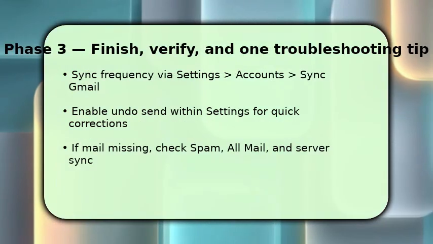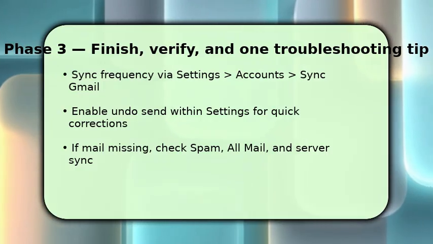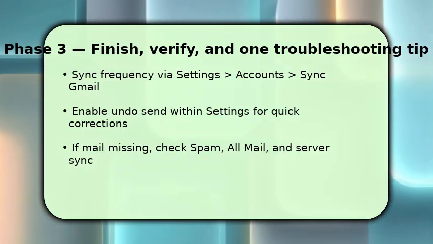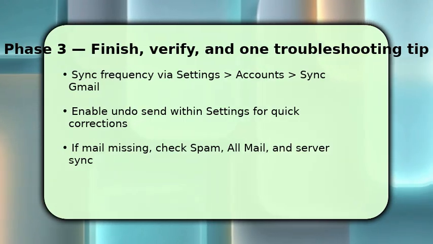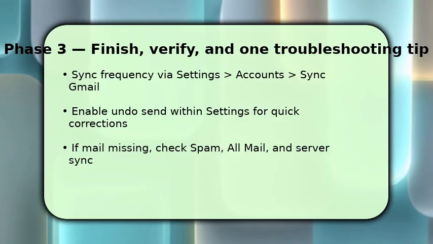You finalize setup by adjusting sync frequency in settings so Gmail refreshes on your schedule. Go to Settings, pick the account, and set sync frequency. Make sure Undo Send is enabled so you can retract mistakes within the timeout period.